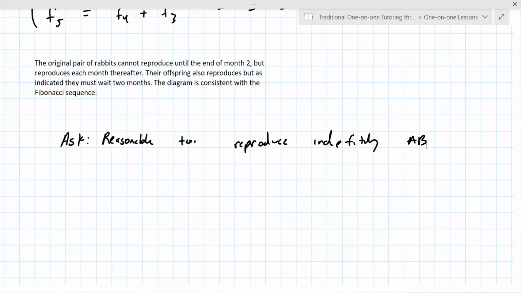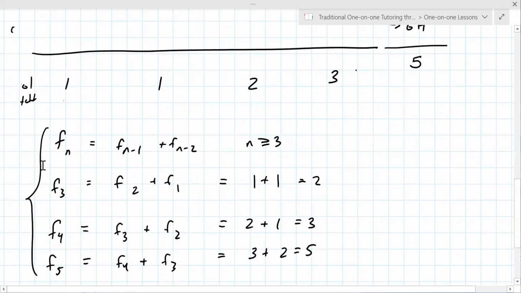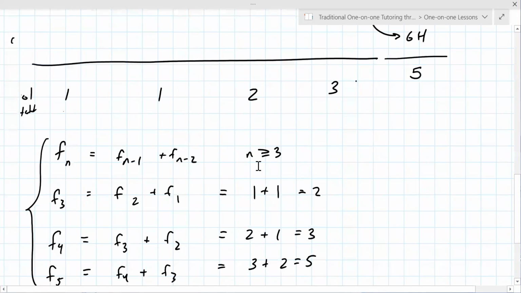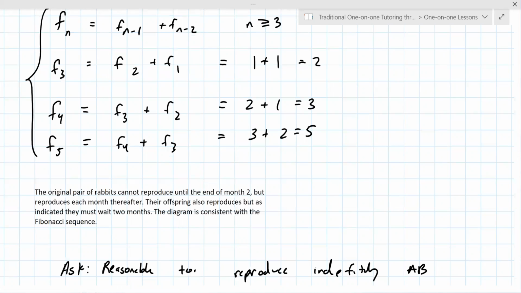Should I also write out the Fibonacci sequence with it? Yes, I would include all this. I would include this first, and then some sort of diagram, and then some words to go with it. Okay. Alrighty. I'm good to move on.